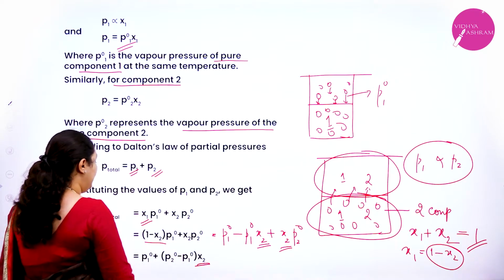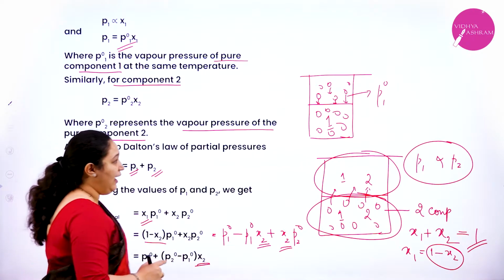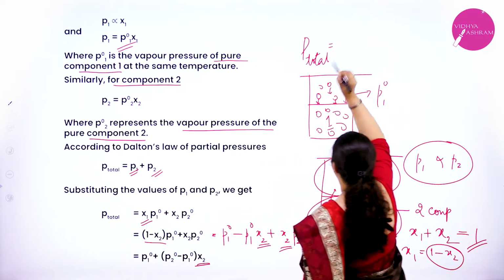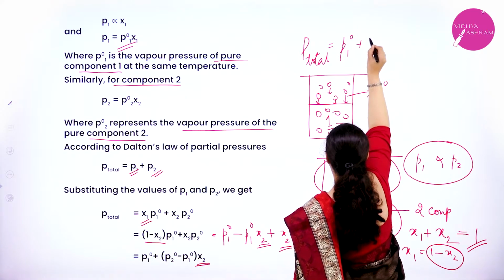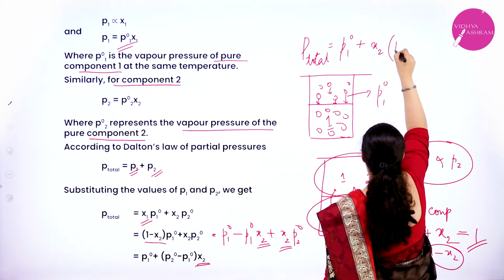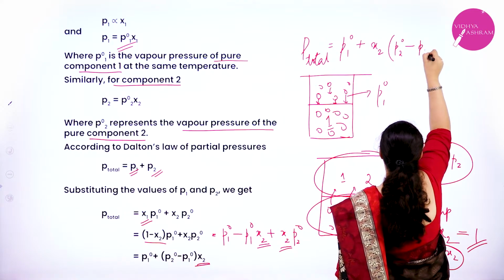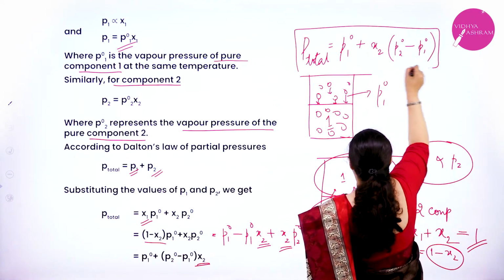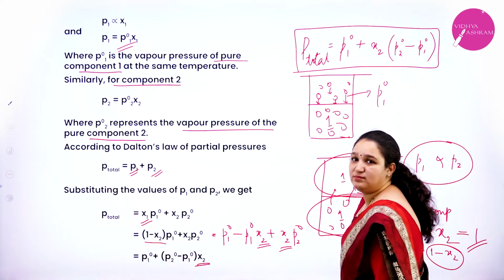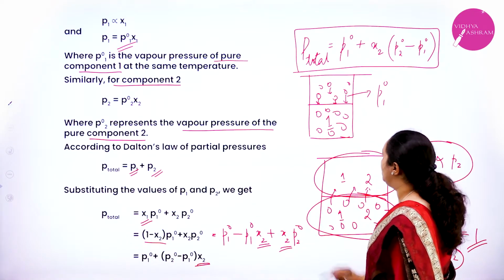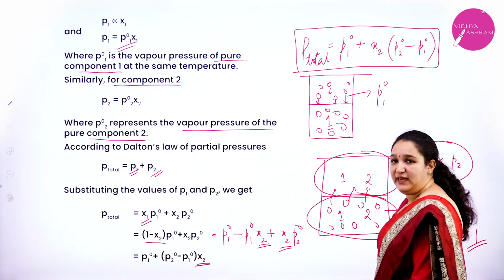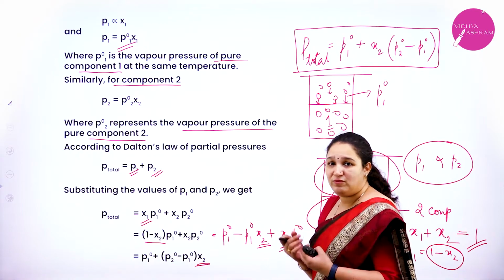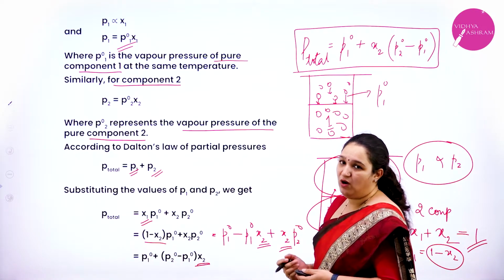So P total is what? Therefore I can write P total is equal to P1 naught plus x2 P2 naught minus P1 naught. Correct? This is the equation I have got from Raoult's law. What is it? P total is equal to P1 naught plus x2 into P2 naught minus P1 naught. Now what am I going to understand from this particular equation of Raoult's law?